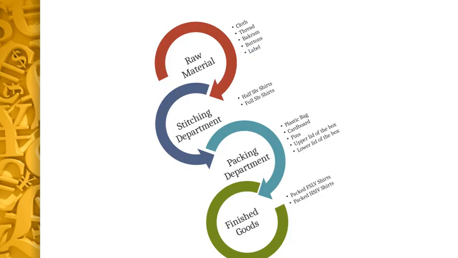Half sleeve shirts. Full sleeve shirts. Stitching department. Plastic bag. Cardboard. Hinge. Upper lid of the box. Lower lid of the box. Packing department. Packed FSLV shirts. Packed HSLV shirts. Finished goods.